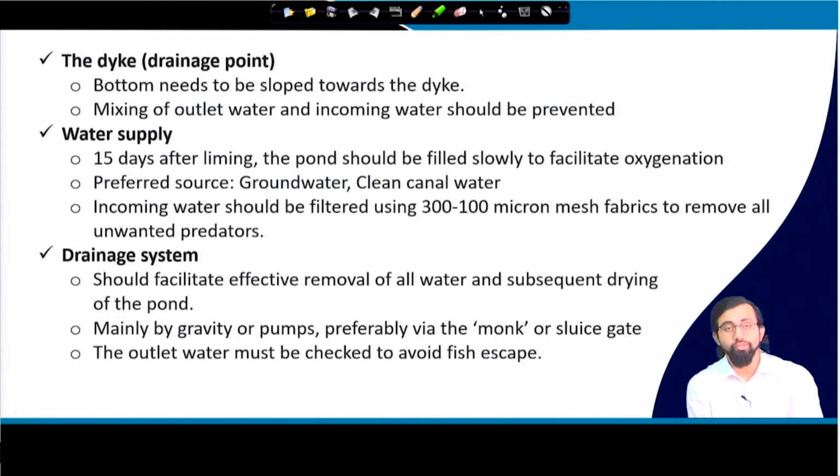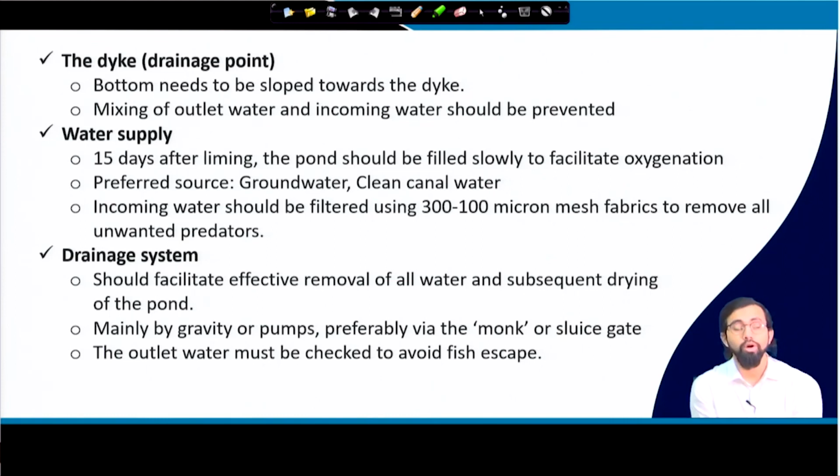And the dike and the drainage point that you have to maintain: the bottom needs to be sloped towards the dike, and mixing of the outlet water and the incoming water should be prevented. What does that mean? The dike has to be maintained at the end of the slope, where there will be an outward pipe from where the drainage water will go out. This outlet water cannot be in touch with the incoming water, which has to be coming from the other side. You have to design it accordingly.